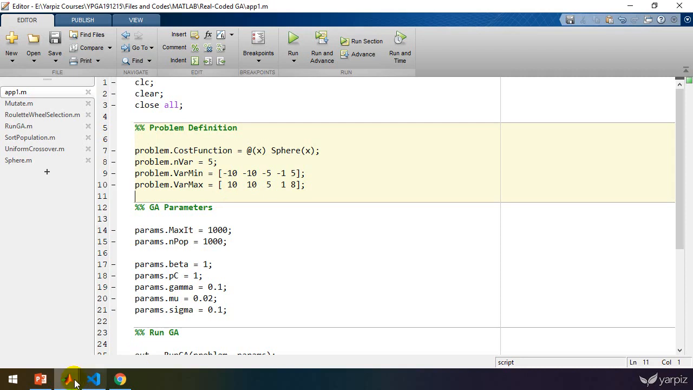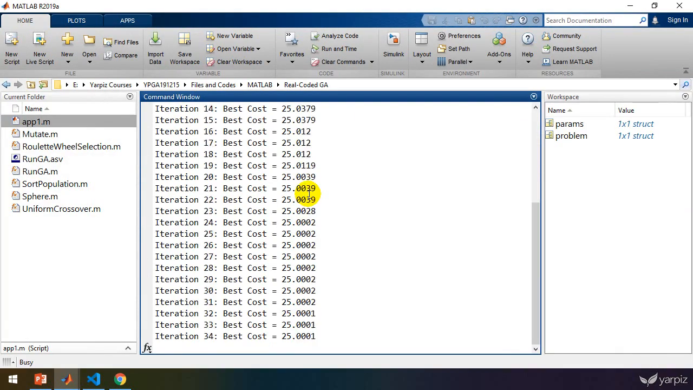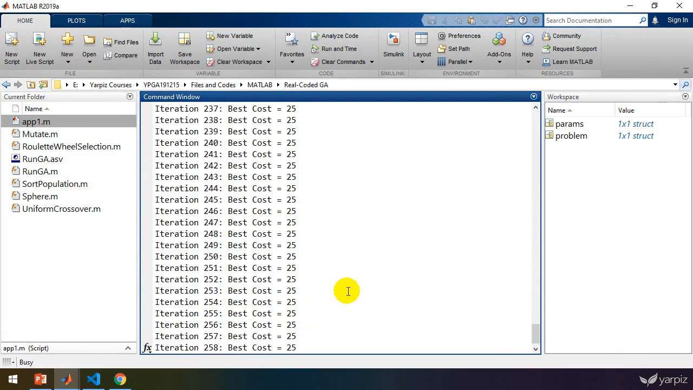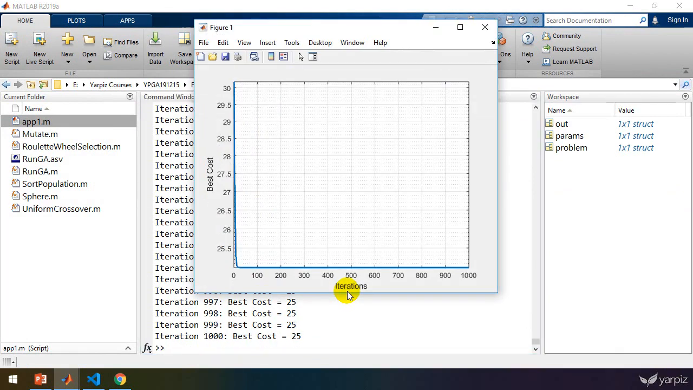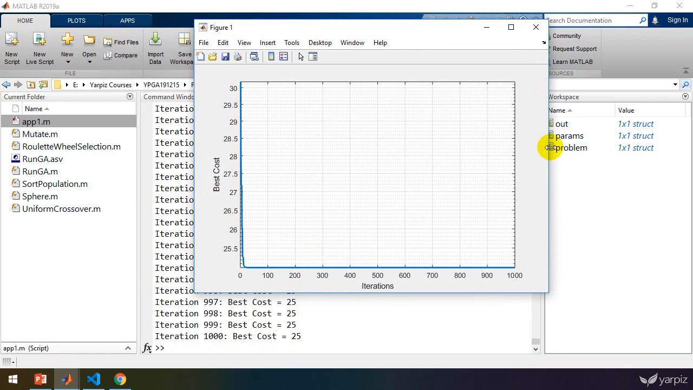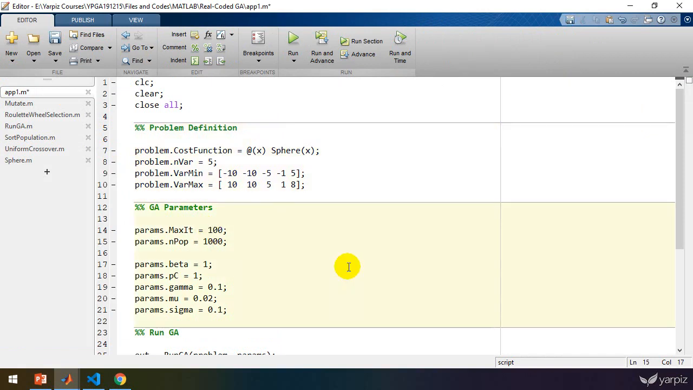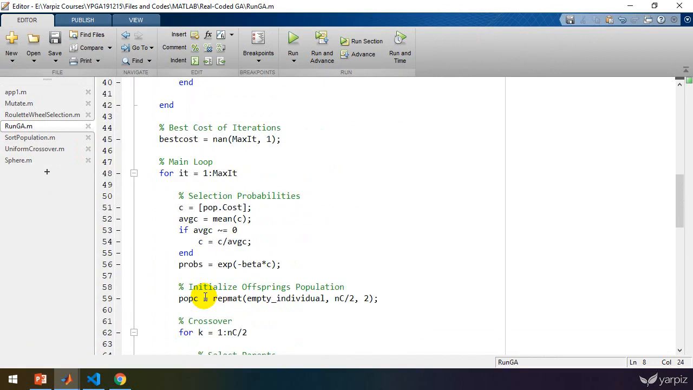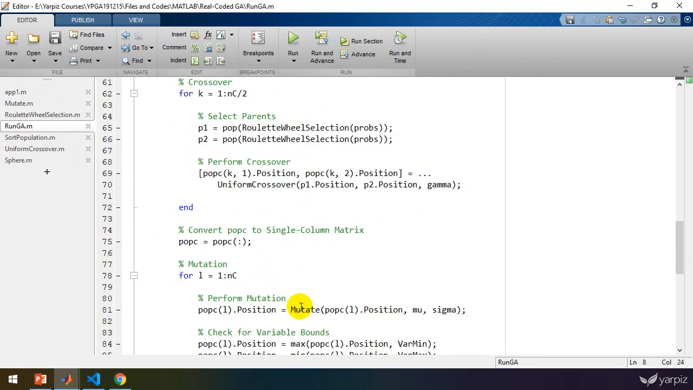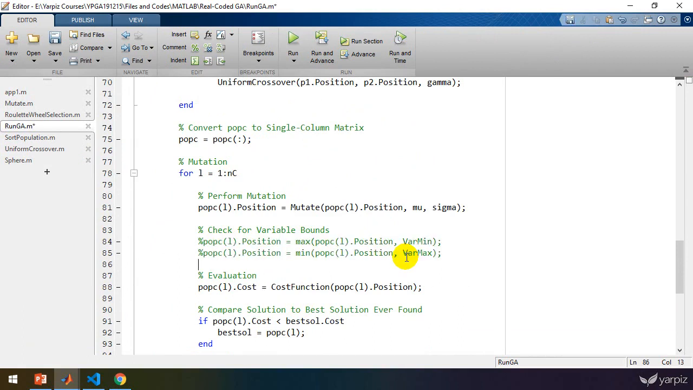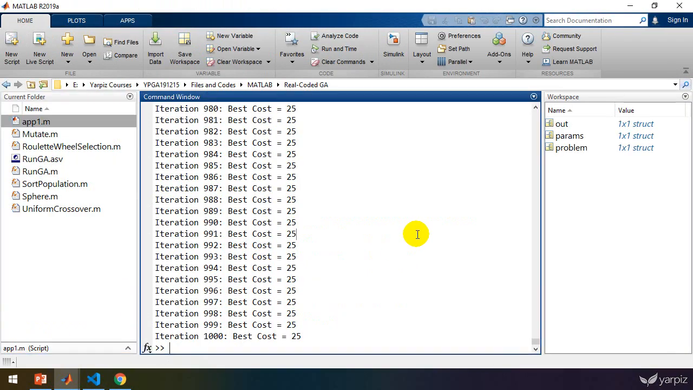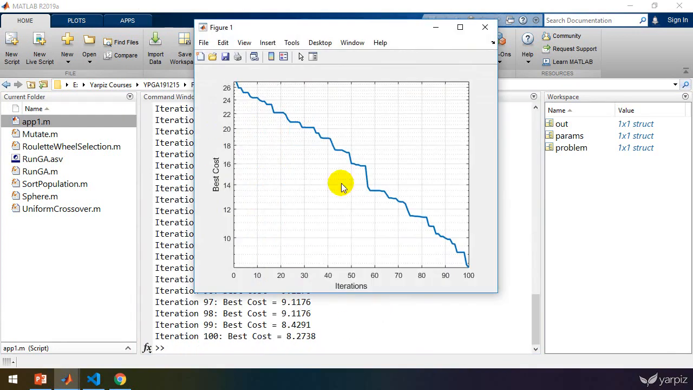We can check for this. You can run the program here, app1, and you see 25 is the optimum value of the problem. And if we are not checking for the lower bound and upper bound, then with these specific conditions, the algorithm will find wrong answers. And we can check for this. I'm going to have 100 iterations here, and let's comment these lines, and this time the algorithm does not check for the bounds of the variables. So I'm going to run this, and you see this goes towards zero.